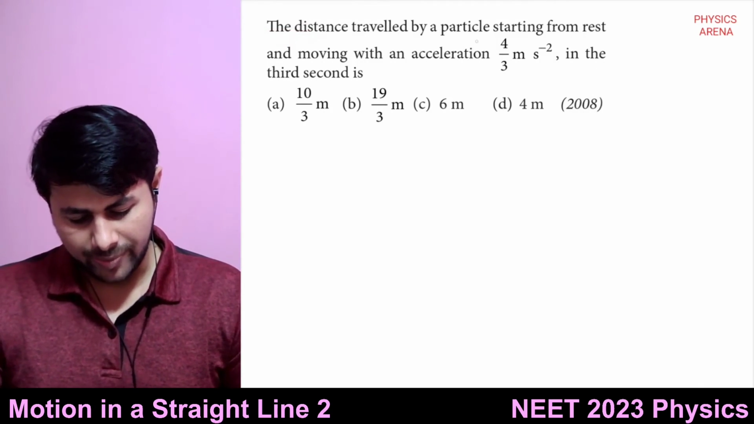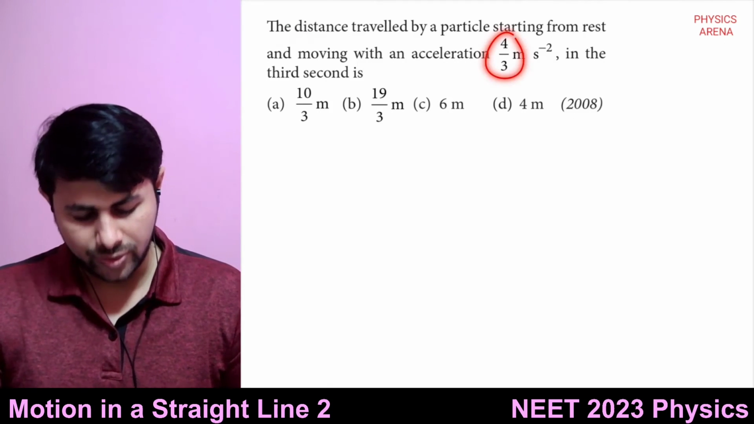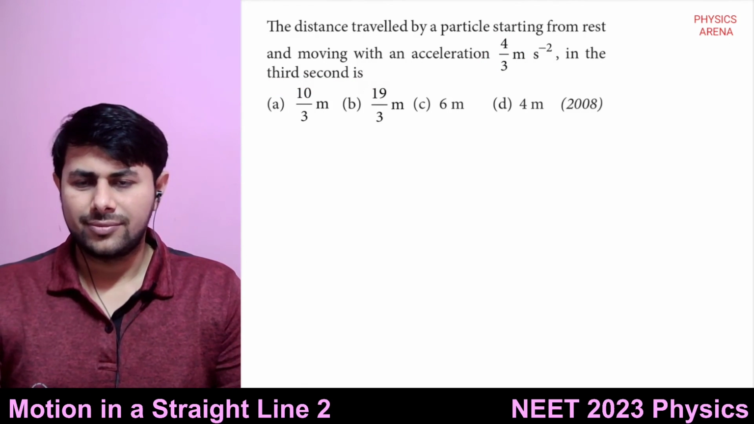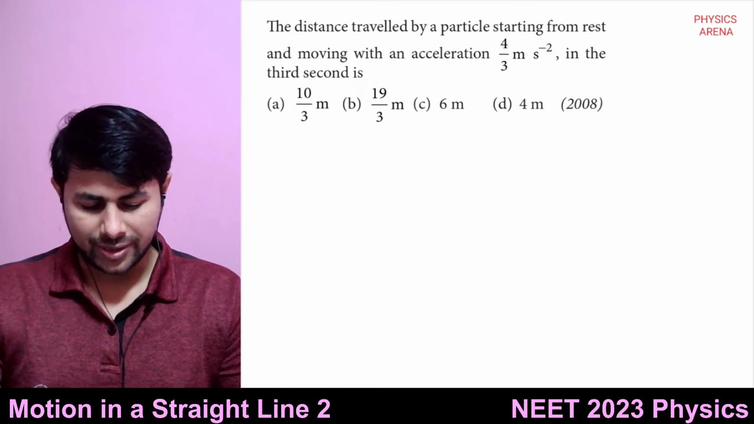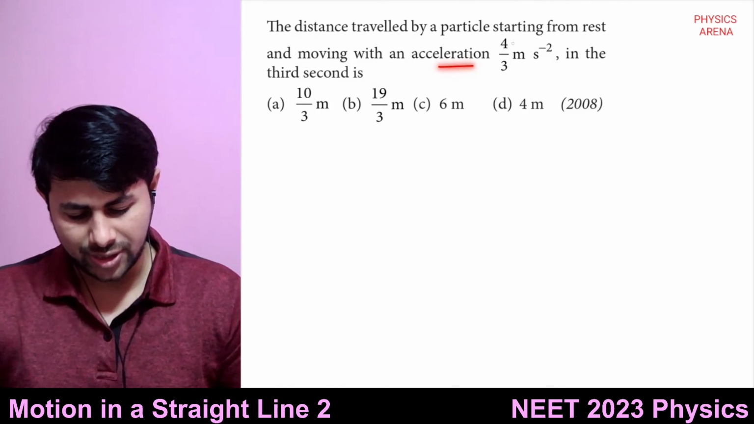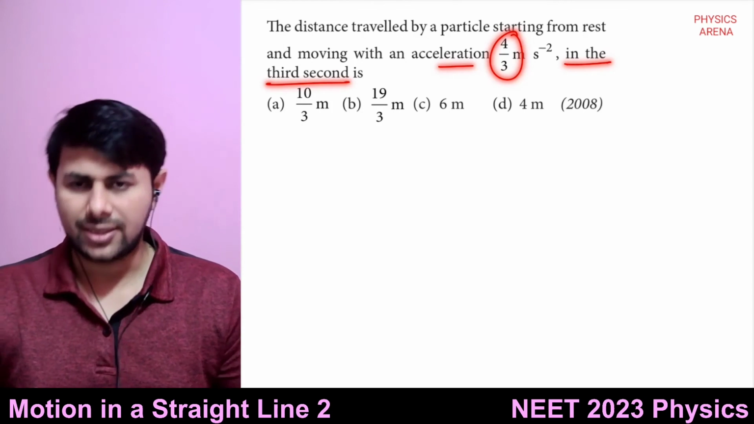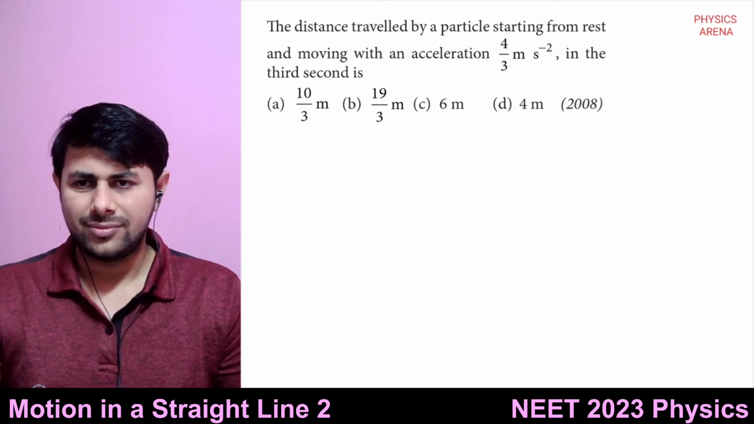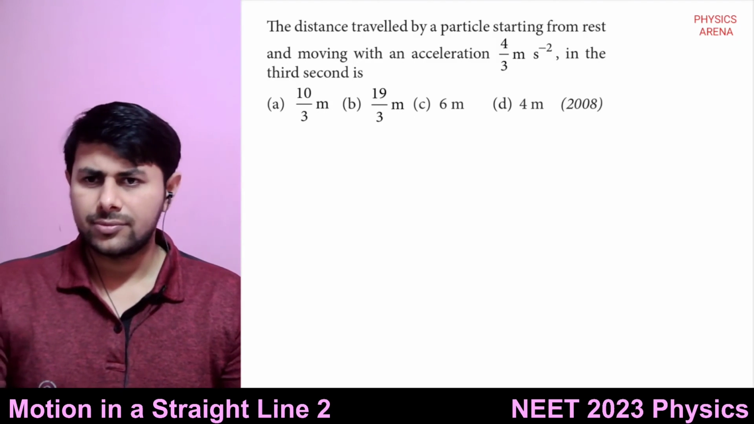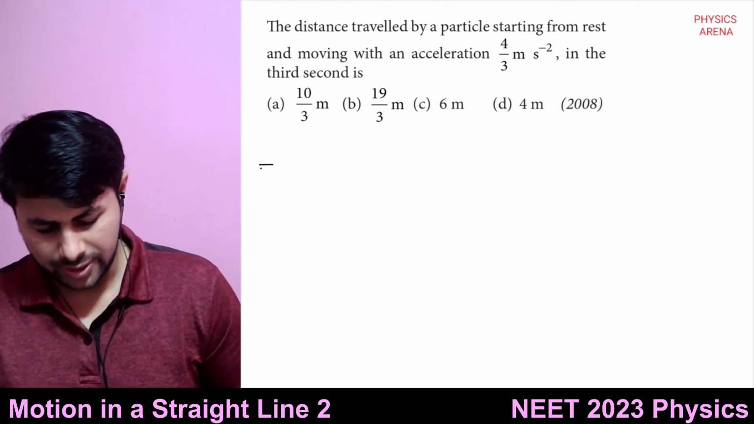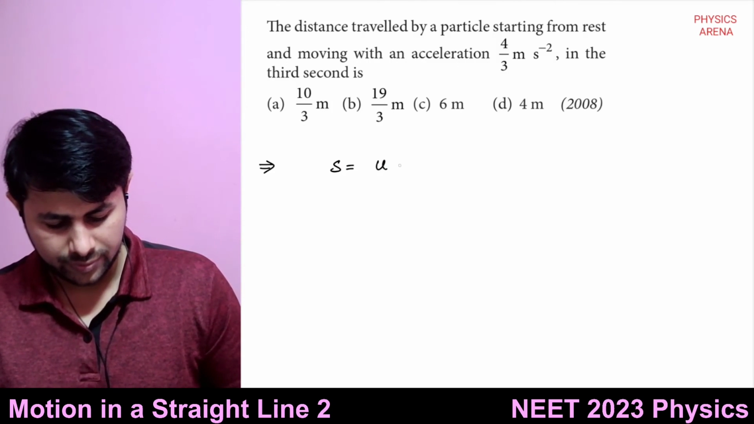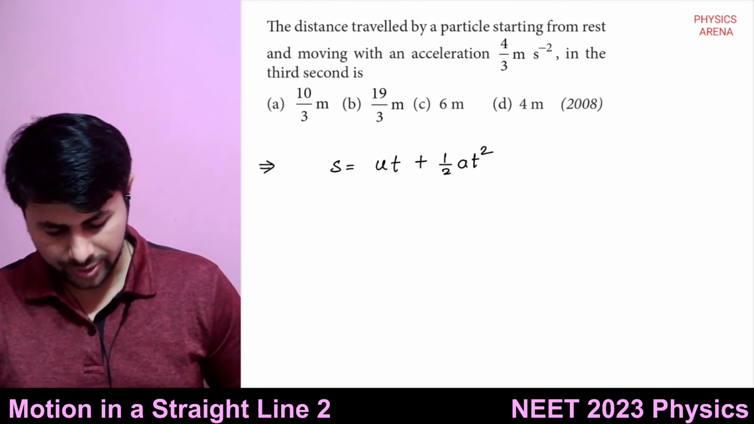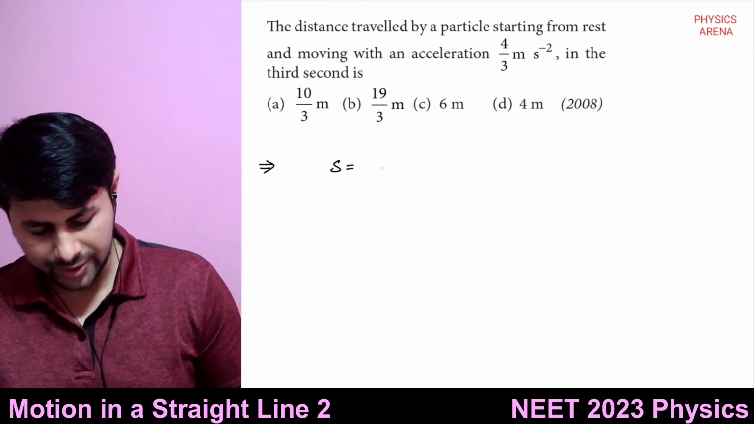The distance traveled by a particle starting from rest and moving with acceleration of 4 by 3 meters per second square in third second is. So what do we have to do here? S is equal to ut plus half at square. Okay, let's use S equals to ut plus half at square. U is equal to 0, that's good. So it is just half of AT square.